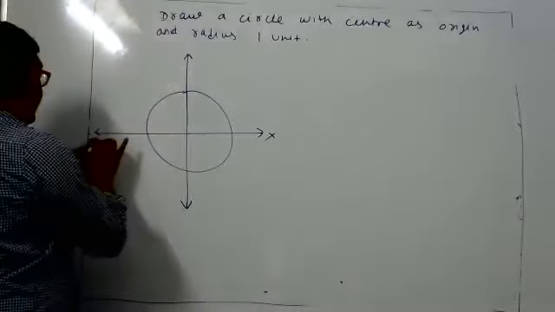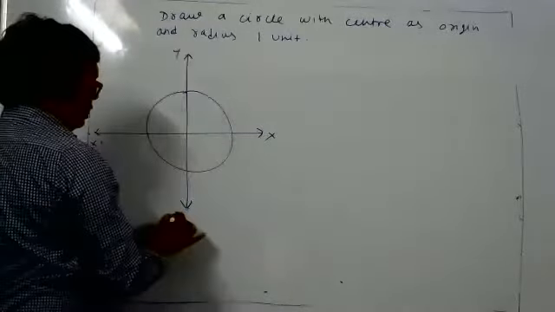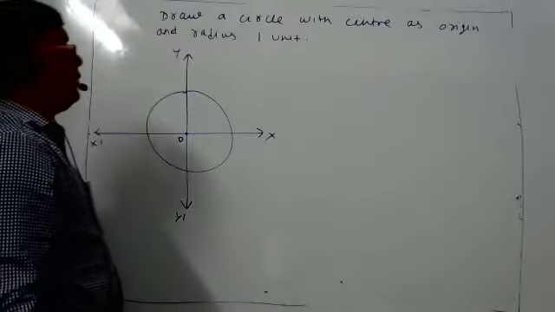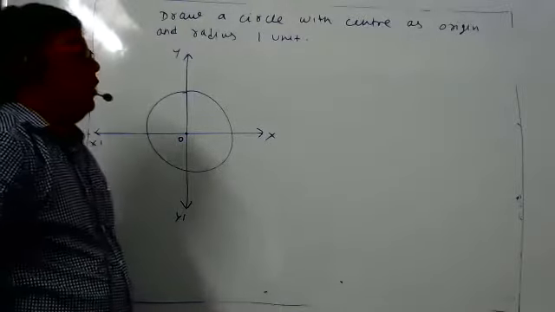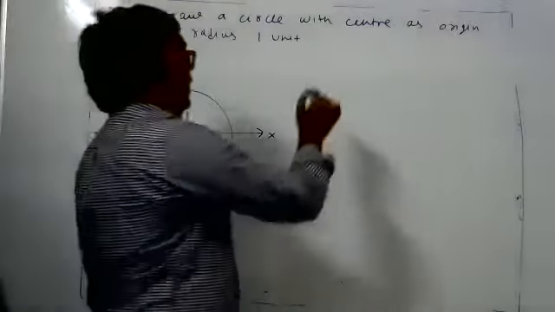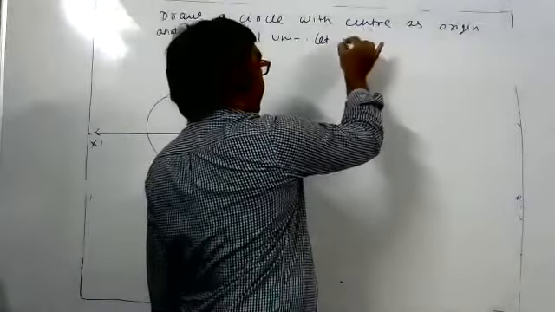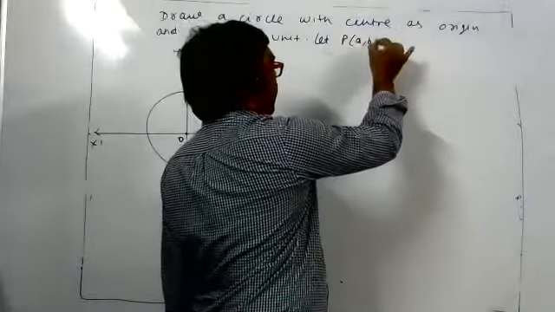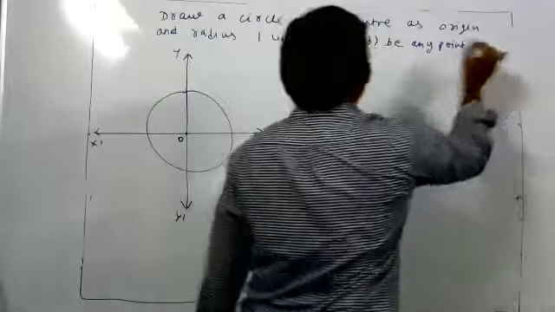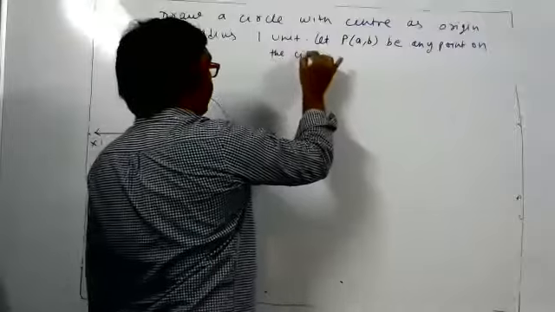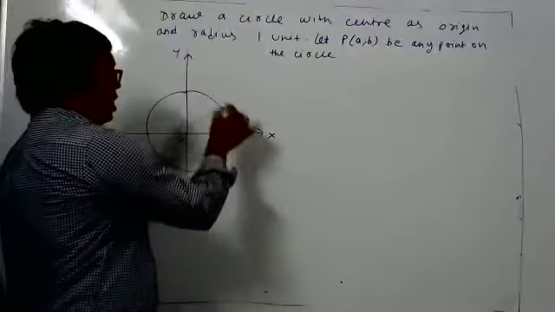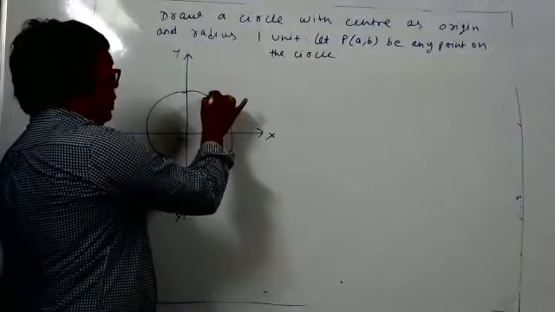People, stop writing and drawing. See on the board. Center is origin and radius is 1 unit. See on the board. Let P(a, b) be any point on the circle. On the circle somewhere I will take a point P(a, b).